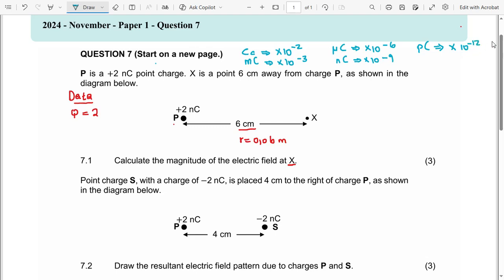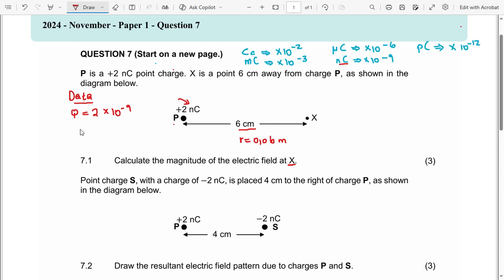Let's go back to our question. This one is given in nano, so we need to take the 2, this charge here, and multiply it by 10 to the power negative 9. So my charge will be 2 times 10 to the power negative 9. Okay, so now look at this.